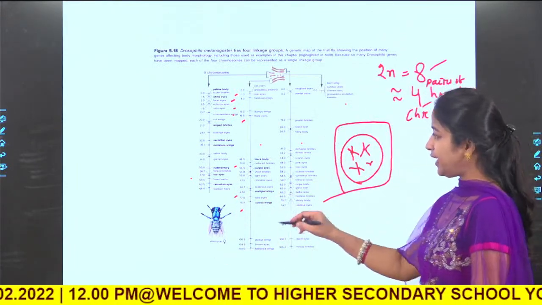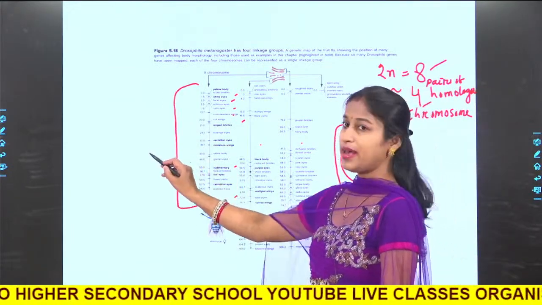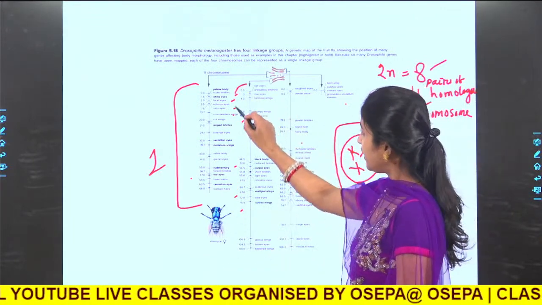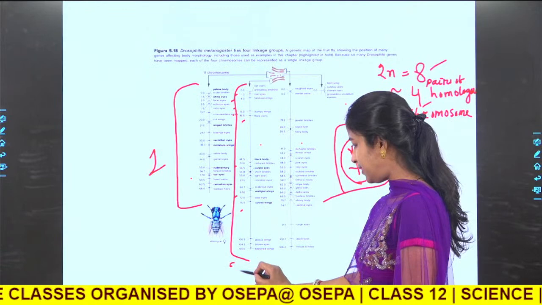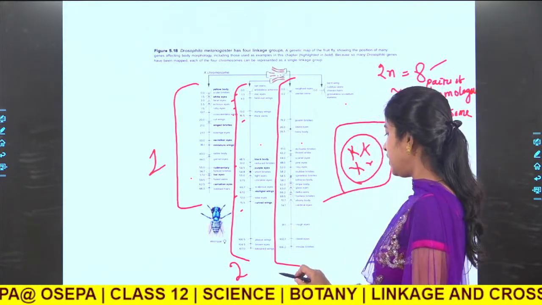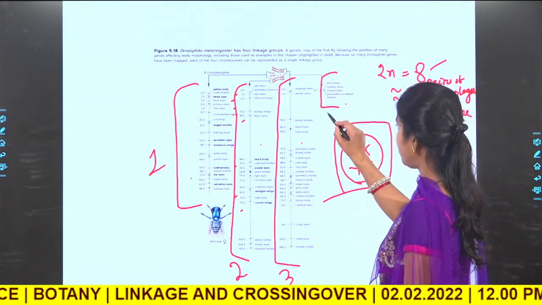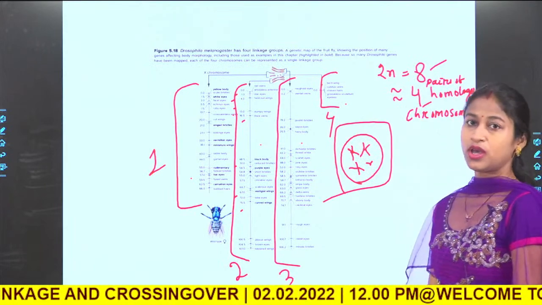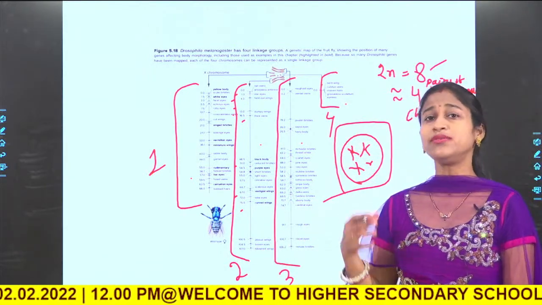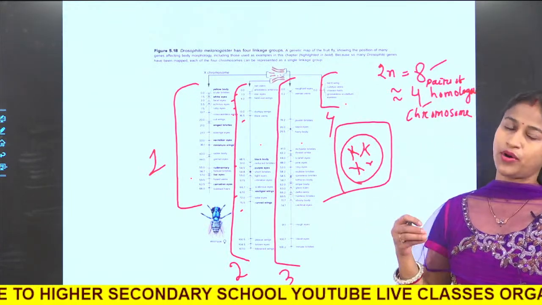Here you see all these genes present together constitute a single linkage group, number 1. Here is another linkage group, number 2. Here all the genes present constitute a third linkage group, and here a fourth linkage group. So, it has 4 linkage groups because of the presence of 4 homologous pairs, or the haploid number is 4.